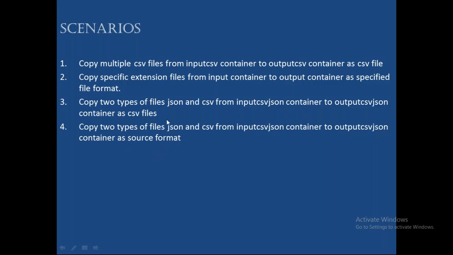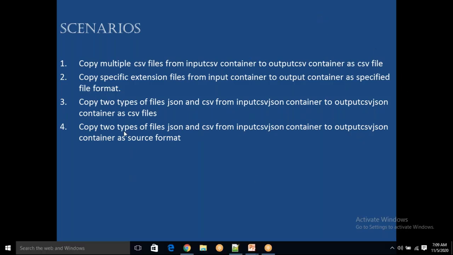What is your source format? You have one file with the JSON format, another file with CSV format. When you load these two files into the output CSV JSON container, I should be able to see the same format which it has in the source container.